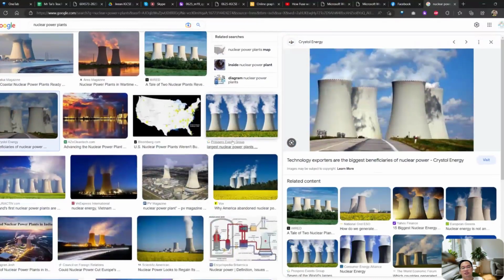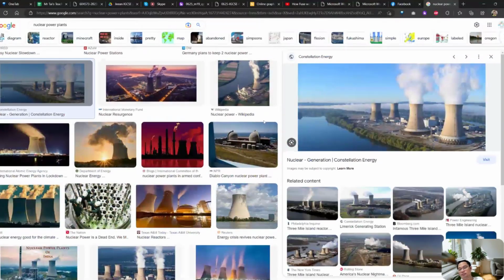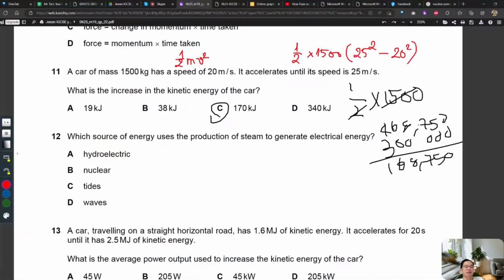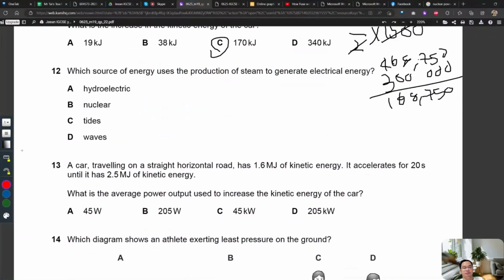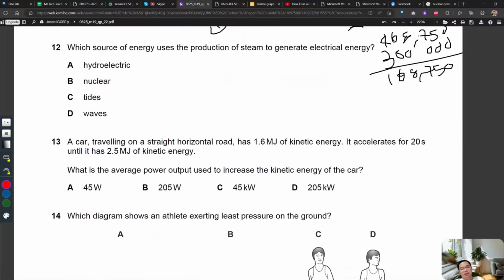It looks marvelous, huh? Answer the nuclear B. 13.